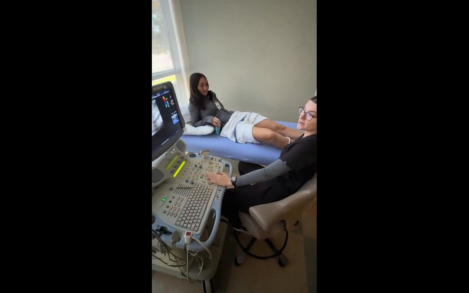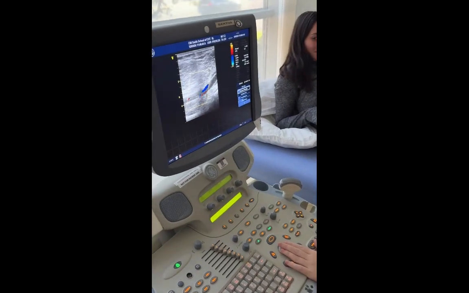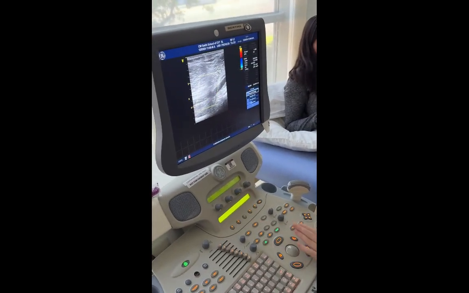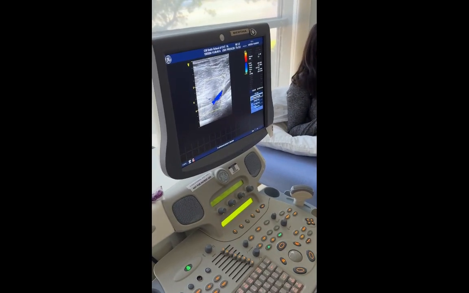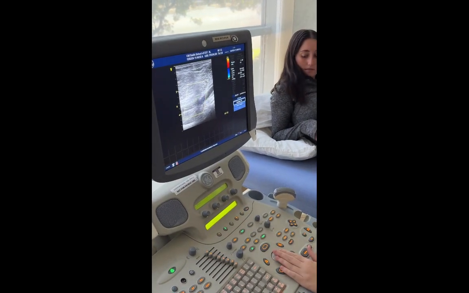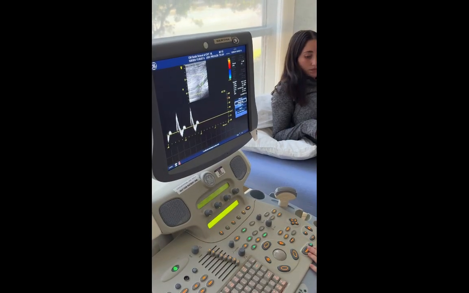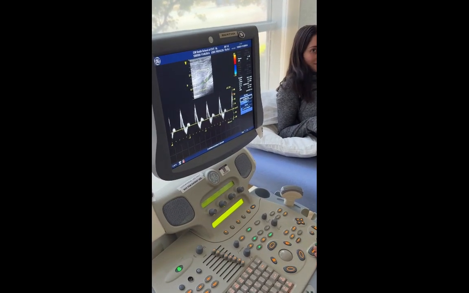Now we are looking for an arterial aneurysm in the popliteal artery. Aneurysms here are very common because the wall can be weakened by plaque. So let's Doppler this artery and make sure that it looks okay. And it looks good.